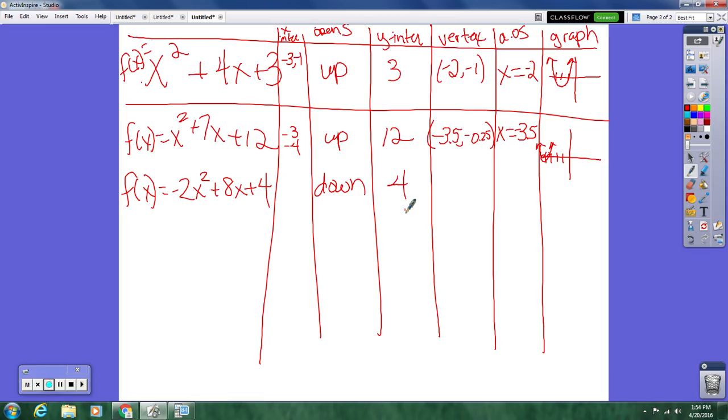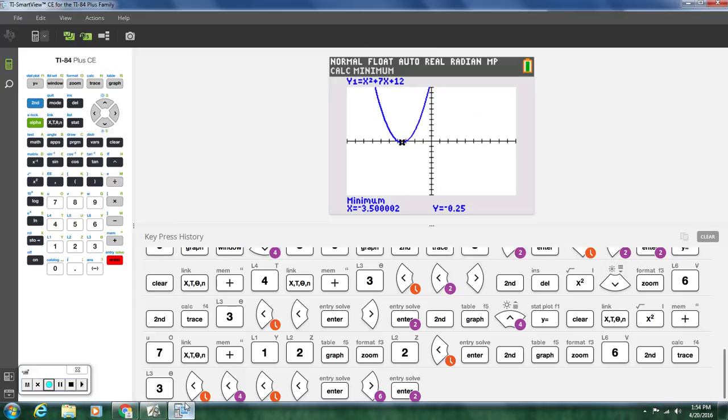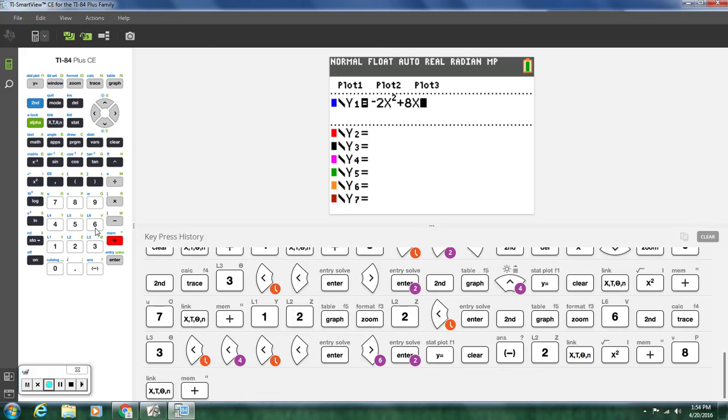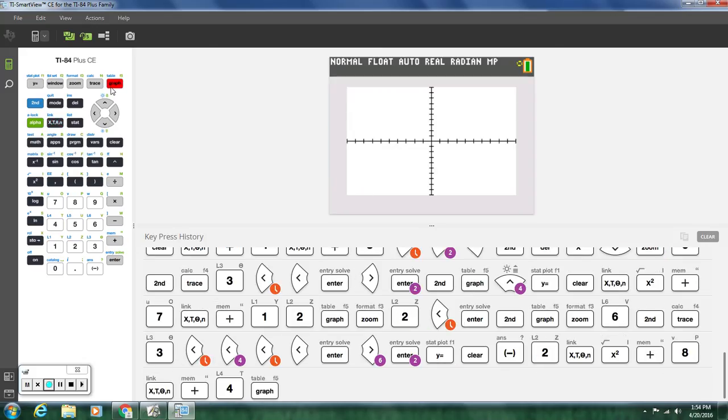Yeah. Put it right in the calculator. -2x squared plus 8x plus 4. Graph. Now we can see the whole thing. So what do I need to do? Why is everybody not typing this in your calculator? Why do I have to say that every day?